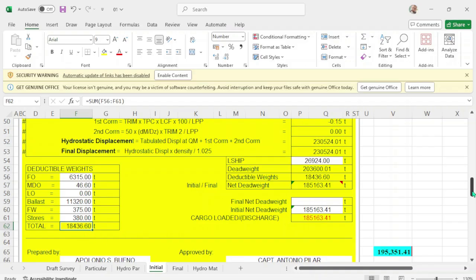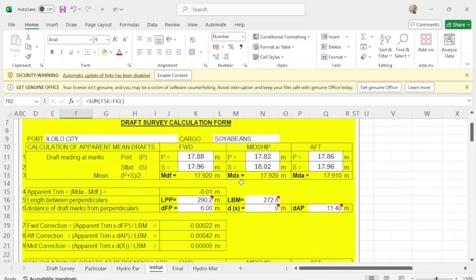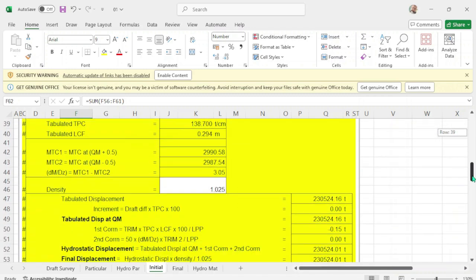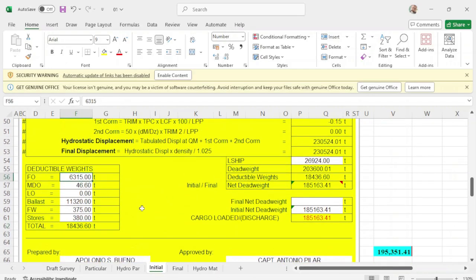So we have to double check. There's always an error. Again, 1806, 1796. Then we go. This is correct. There must be wrong with this weight here. 6315, 46.6. Ballast is 1132. See, I made an error here. Should be 1132.